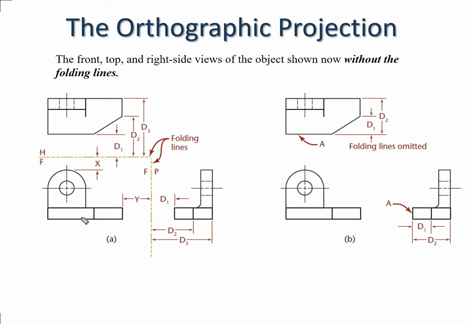As you see in this example, we removed the folding or unfolding lines, and we just keep three multi-views. This is front, this is right, and this is top. And these are folding lines. They are imaginary lines. You could keep them, you could remove them. Better to remove them.